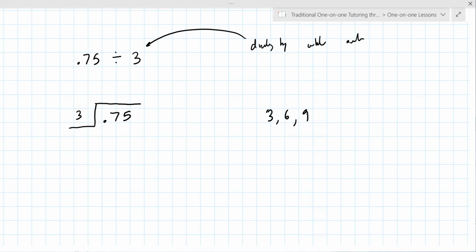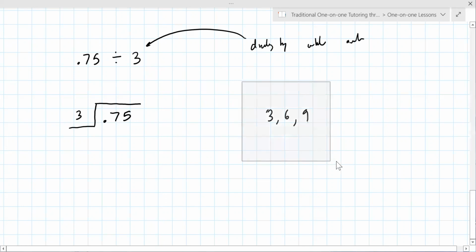Do you have an answer for me, Zoe, on this one? How many times does 3 go into 7? No, I really don't know how to do it on my multiplication. Okay, so let me snip in this table that we've been using.